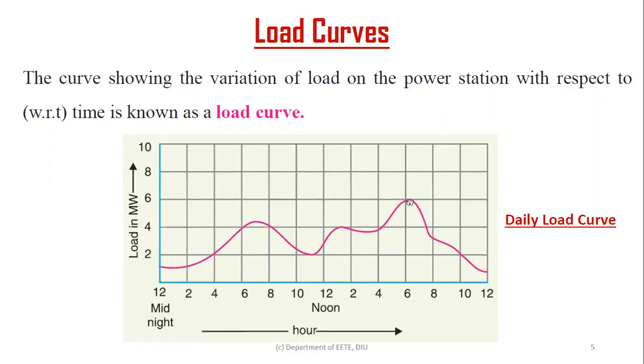The maximum peak gives us the maximum demand. That means at 6 in the evening, it has the maximum demand. And you can also see that in the late night, after 12, from 12 to 1, it requires a very less amount of power. So it gives us the overall scenario of load needed for a particular customer area.